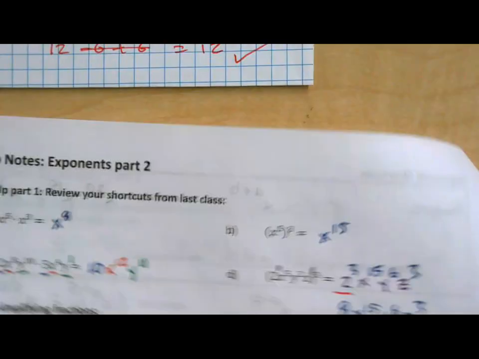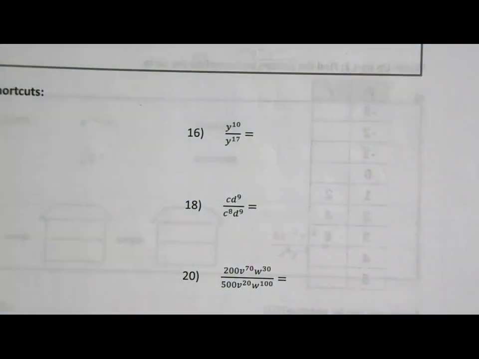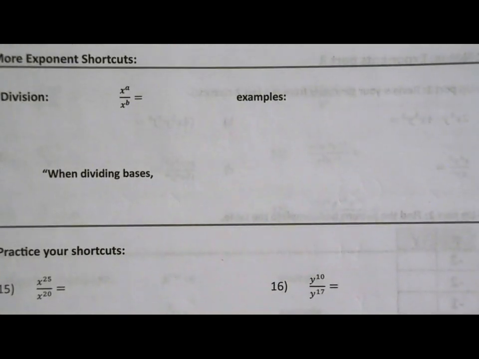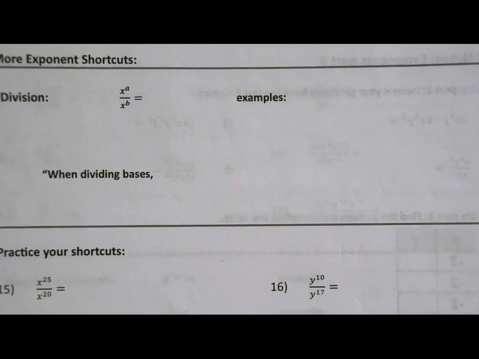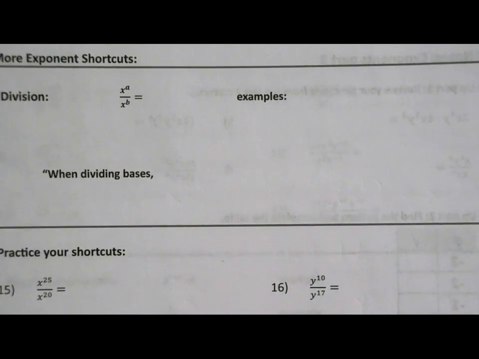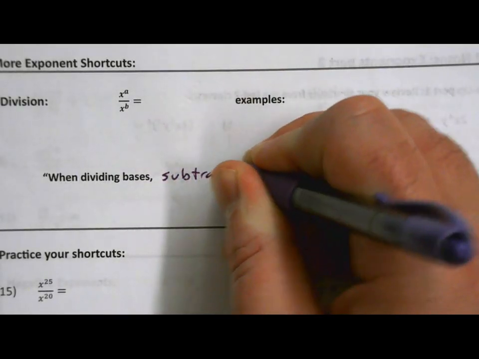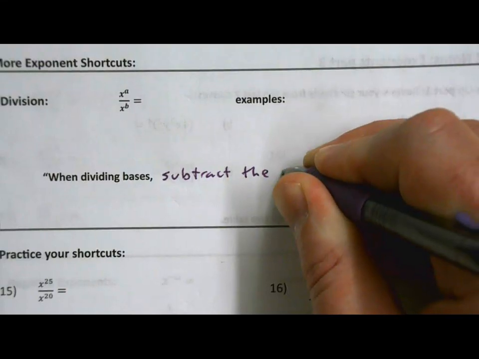All right, flip over and back. Now that we got the gist of this, let's get some notes down. So when we divide bases, what do we do with the exponents? What were we doing a minute ago with the exponents? We weren't adding this time. We weren't multiplying this time. What were we doing? We were subtracting. So when we divide the bases, we subtract the exponents.